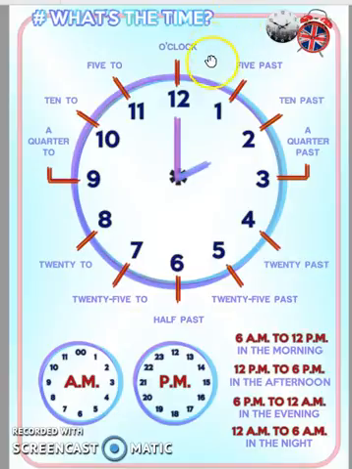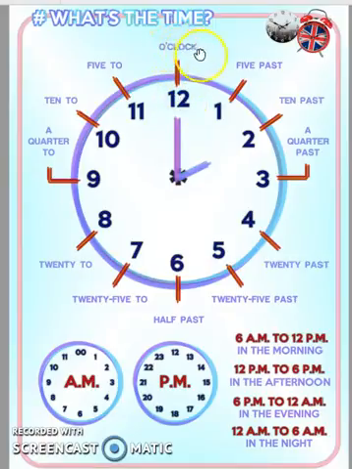First, let's review how to say each of the numbers. 12, 1, 2, 3, 4, 5, 6, 7, 8, 9, 10, 11, and back to 12. Now, let's review.